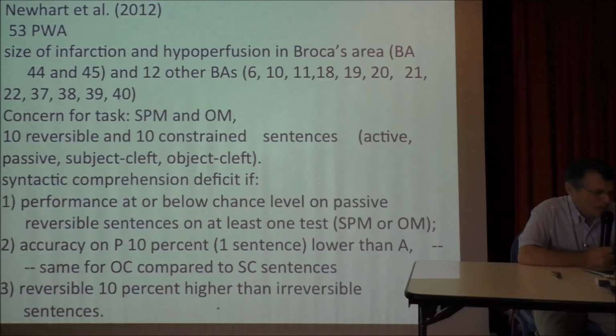And they considered performance there to be a syntactic comprehension deficit in a task if performance was at or below chance on passive reversible sentences on at least one task, accuracy on, I think the same for object cleft, and I know the same for object cleft, the slides are wrong. Accuracy on passive sentences was 10% lower than on active sentences, but if you think about it, that means 1 sentence lower.